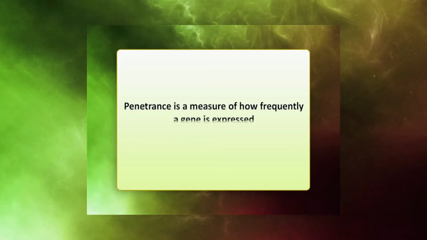Penetrance is a measure of how frequently a gene is expressed. Some autosomal dominant conditions, for example achondroplasia, have 100% penetrance. That is, when the gene is present, the disease always expresses itself. In other conditions, there may be reduced penetrance.